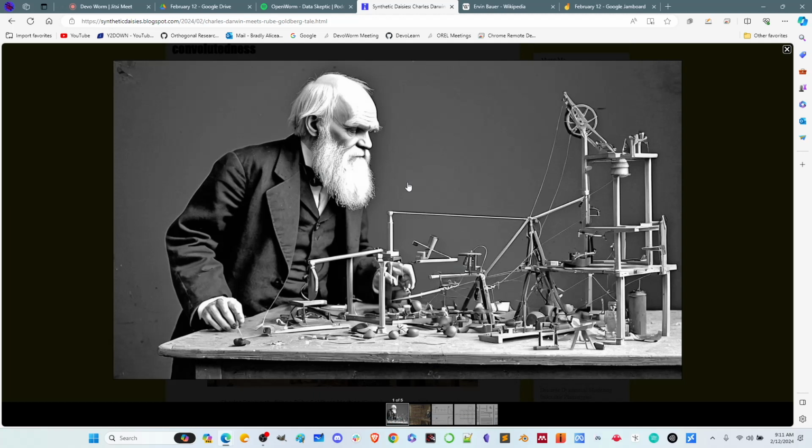So this is supposed to be old Charles Darwin, and this is something they call a Rube Goldberg Machine. If you're not familiar with this, there was a cartoonist at the turn of the last century named Rube Goldberg, and he drew these elaborate machines that would do some very simple thing in many steps.